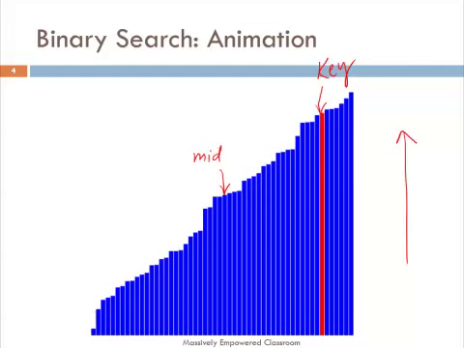This is the midpoint. Is this point shorter than or taller than the key? It is shorter than the key. That means this first half of the array does not contain the key element. There is no need to compare any of these elements with the key. The required element, the one that we are looking for, must be present in this part of the array.